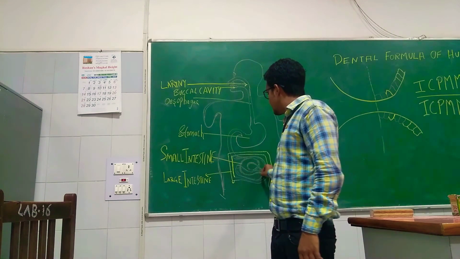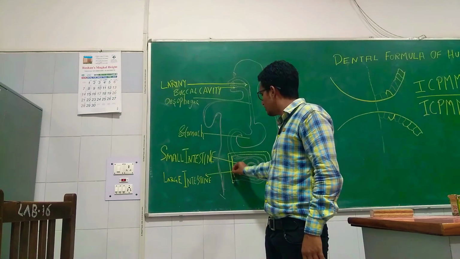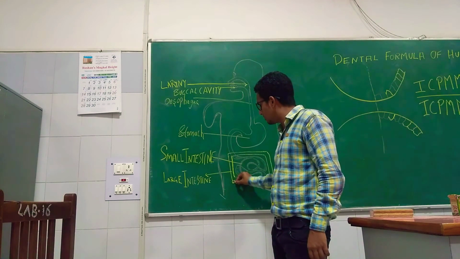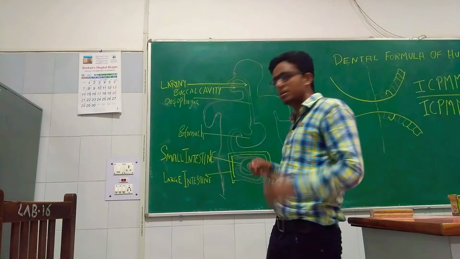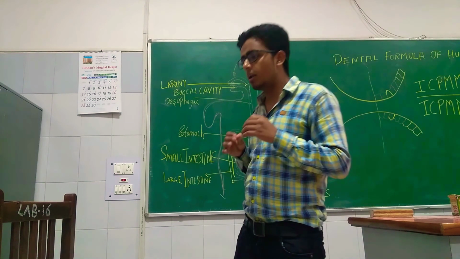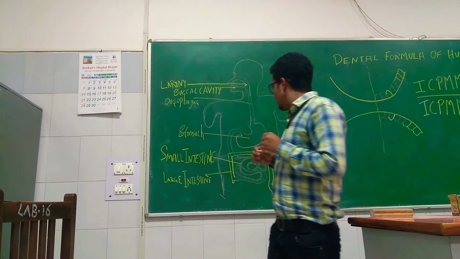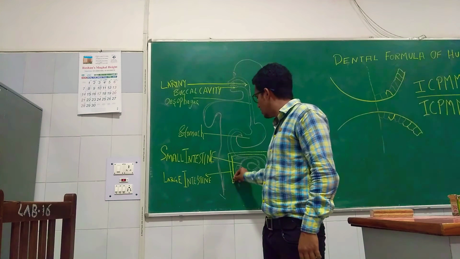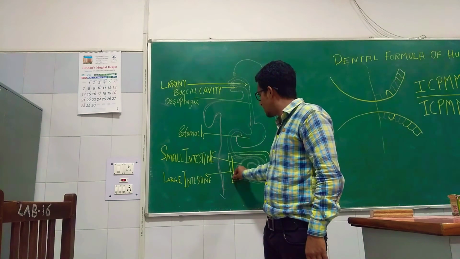Now the undigested food moves to the large intestine. Here this is a finger-like projection known as the vermiform appendix. This is a vestigial organ. Vestigial organs are those organs which are now not in use. Now the food moves from the small intestine to the large intestine.